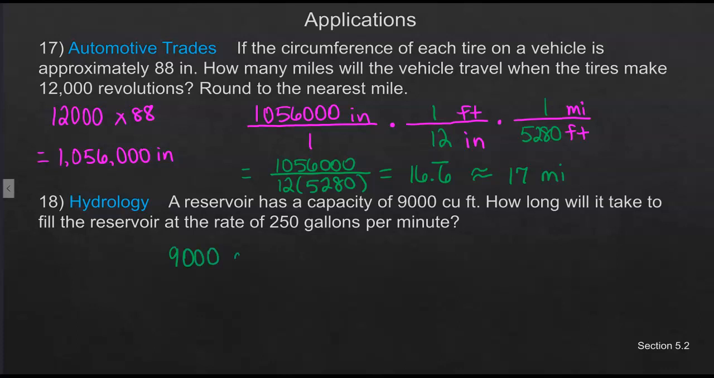We have 9,000 cubic feet, and we're going to write that over 1. We need to convert to gallons, or cubic feet to gallons. This is actually another conversion factor, 250 gallons per minute, that's actually given in the problem. And that will happen sometimes with these word problems, so you'll have to be on the lookout for that. So gallons per cubic foot.